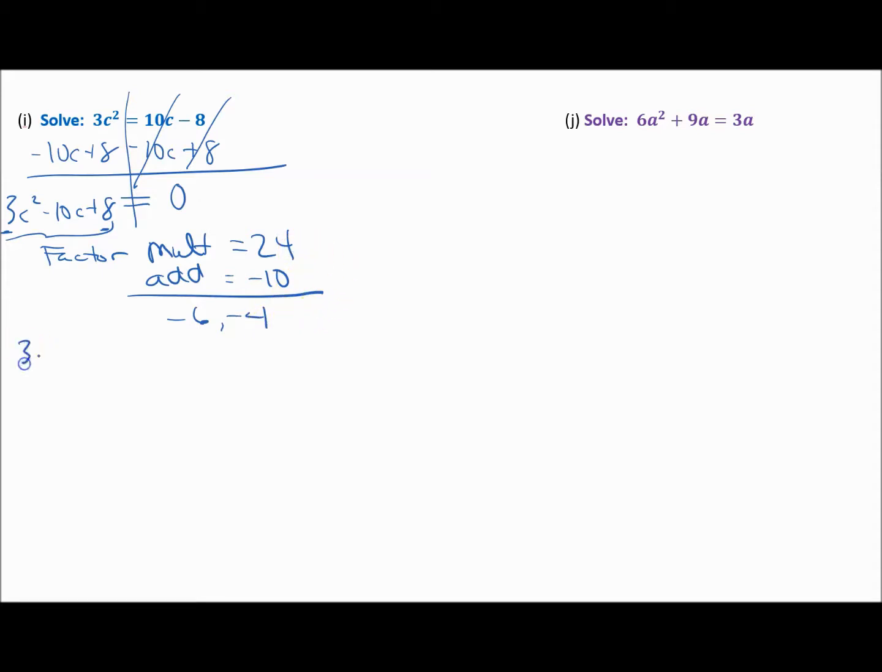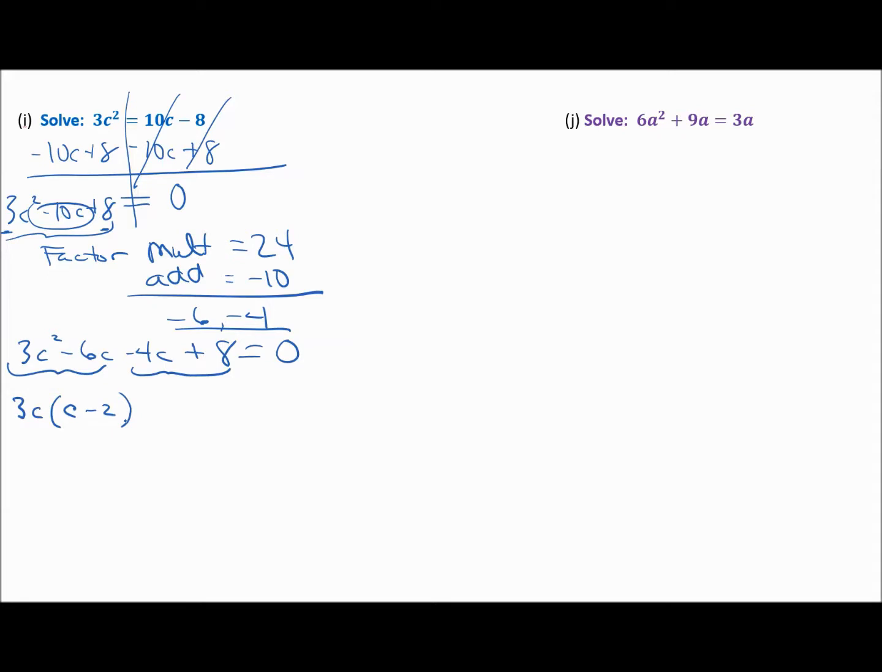Now, the next step is I do a factor by grouping step. I rewrite the negative 10c as negative 6c minus 4c, so I'm using those two values that I found. The plus 8 is still part of my problem, and so is the equal to 0. Now I factor by grouping the first two and the last two together. The greatest common factor out of the first two is 3c. That leaves a c minus 2 in parentheses.